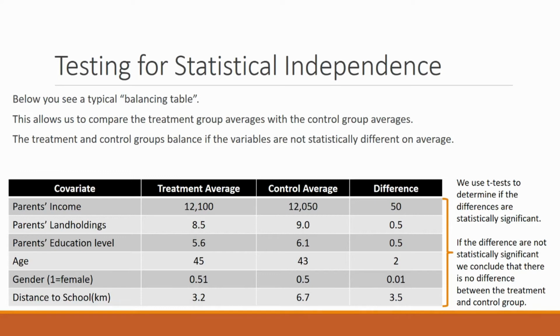Remember, if there's no differences between the treatment group and the control group, that provides evidence for statistical independence. That means the treatment variable is not going to be correlated with other variables. That implies that we will not have omitted variable bias for the treatment variable.